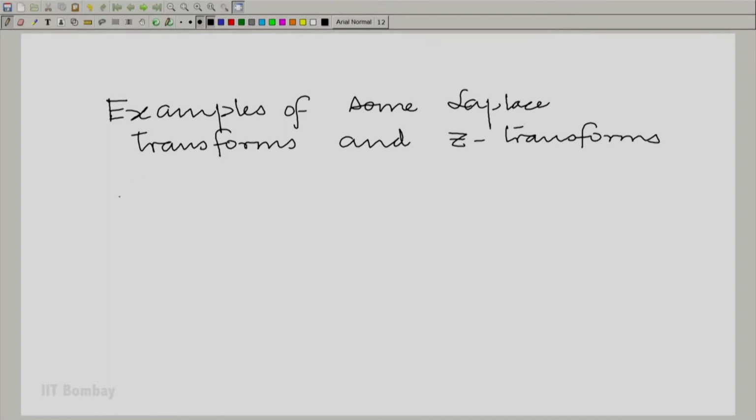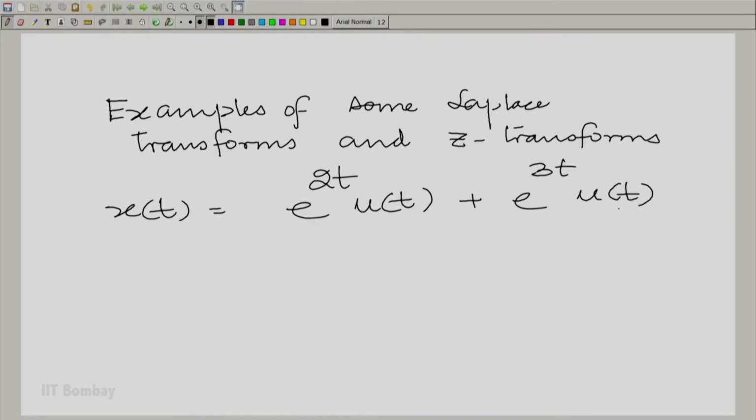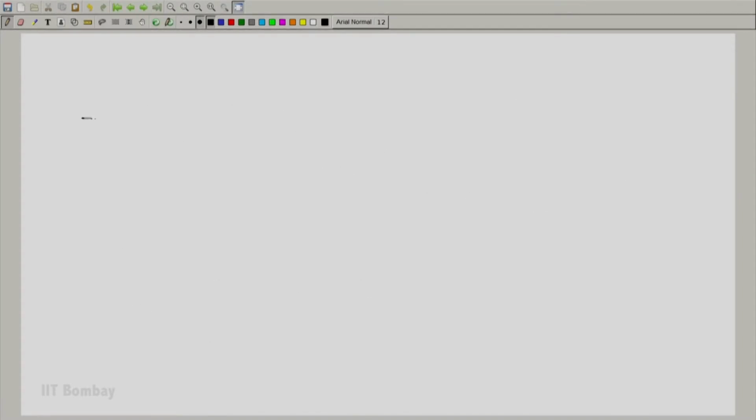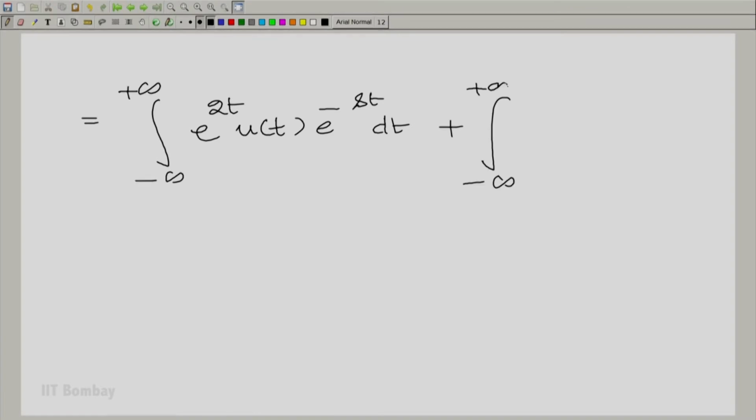Let us, for example, consider the continuous independent variable signal x of t given by e raised to the power of 2t u(t) plus e raised to the power 3t u(t). Now, when we find its Laplace transform, it would be given by the integral of x(t) into e raised to the power minus st dt over all t, and of course the integral is linear. So, when we look at this integral, it can be split into two integrals which can each be simplified.